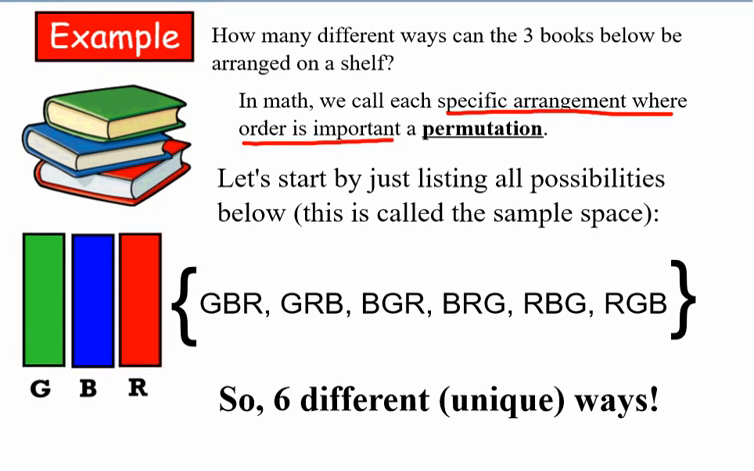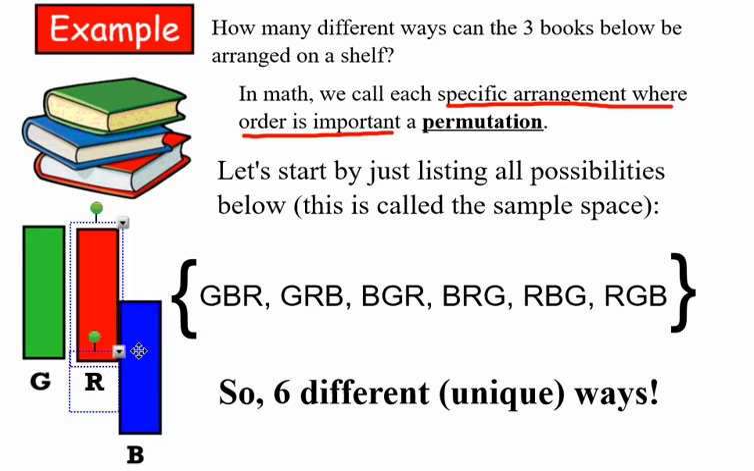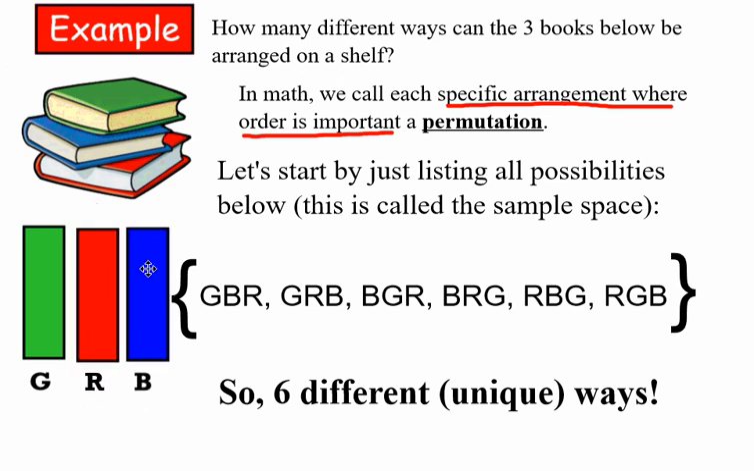So I could have green, blue, red, or like I did a second ago, I can rearrange the red and the blue to make green, red, blue. So essentially there are 2 different permutations for every situation where each color leads off. So I could have blue, green, red, or blue, red, green, or red, green, blue, or red, blue, green. So we'd say that there are 6 different unique ways. There are 6 permutations.